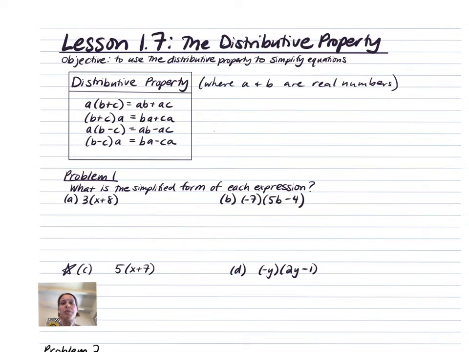Okay, this is the Algebra 1 lesson 1.7, the distributive property lesson. The objective here is to use the distributive property to simplify equations. Okay, so let's get started.